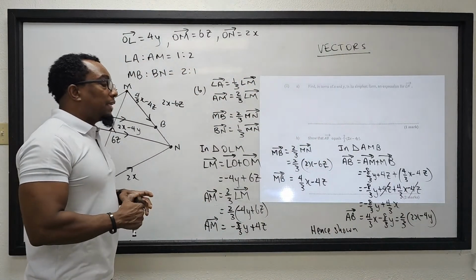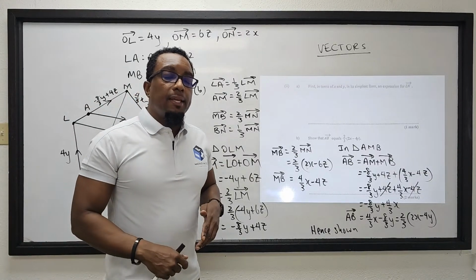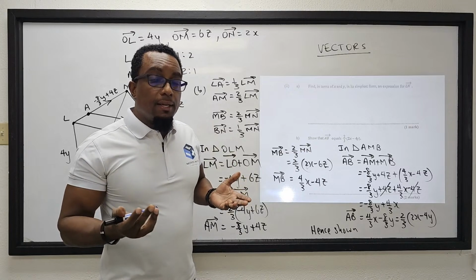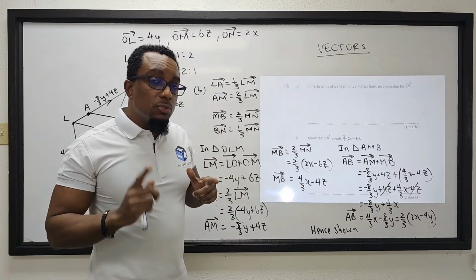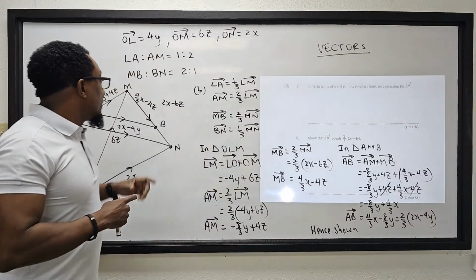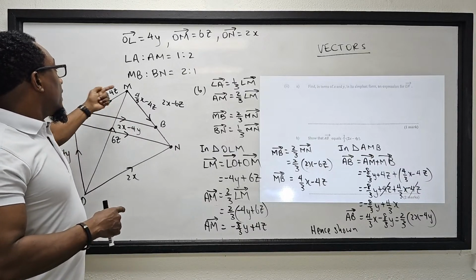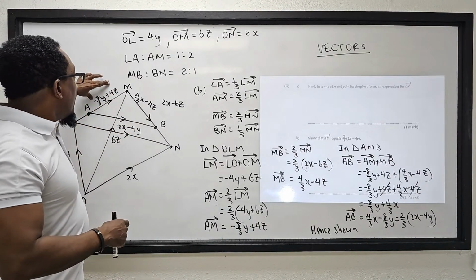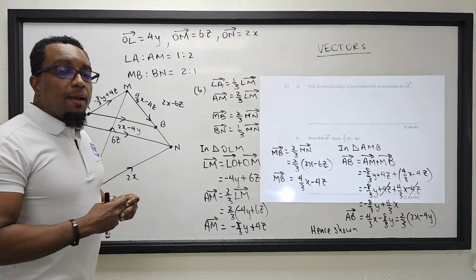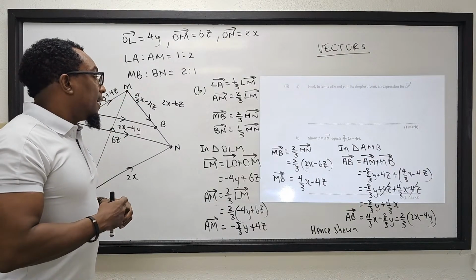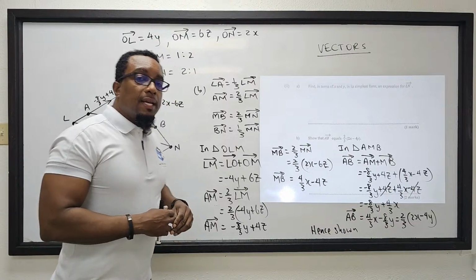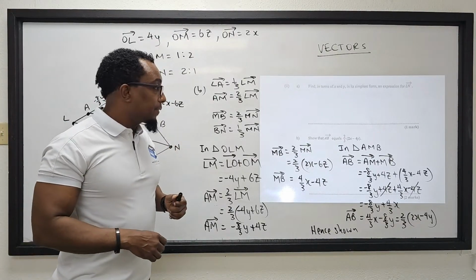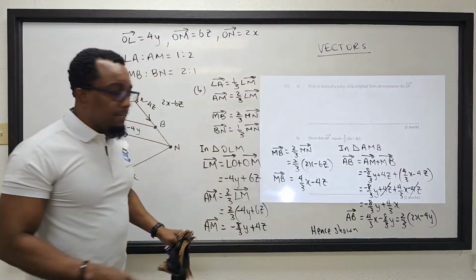Alright, so a very important question, ensuring that we understand the triangle law. The triangle law is used once there's a triangle, but ensure you have the magnitudes of two vectors on this triangle. We didn't have the magnitudes of AM and MB, so we had to find those two magnitudes, and after finding them, using the triangle law, we can prove that AB is equal to what we have there. Alright? Okay, so let's move on.